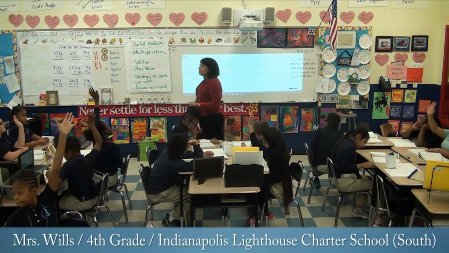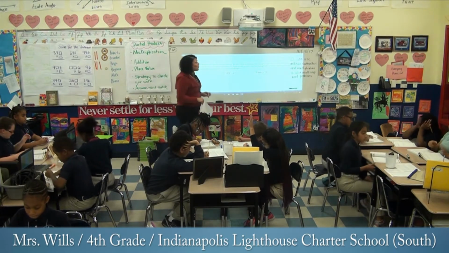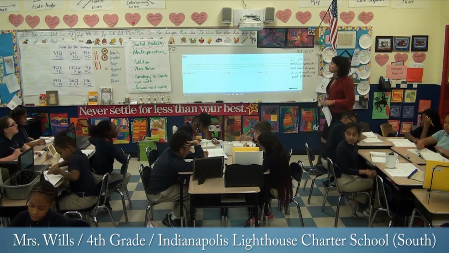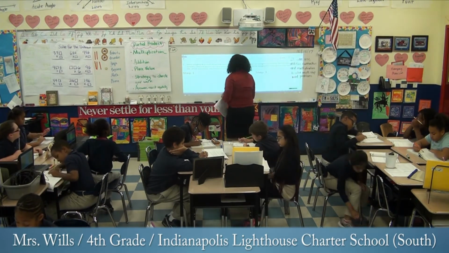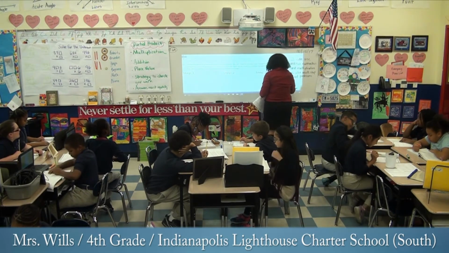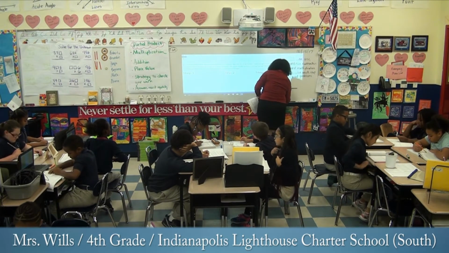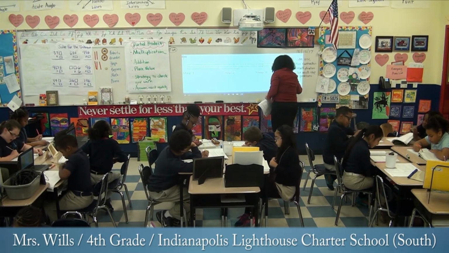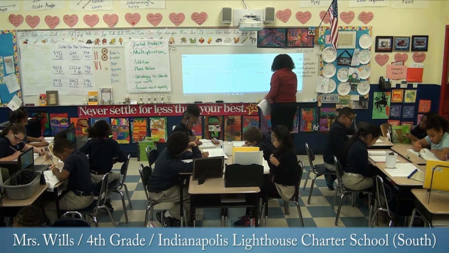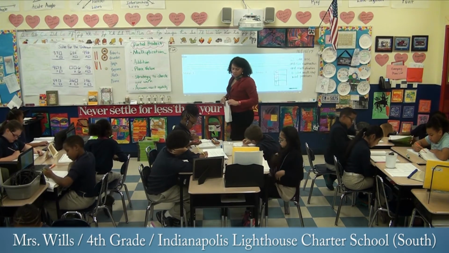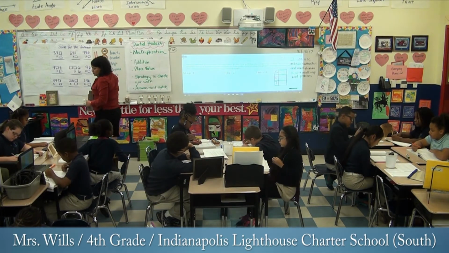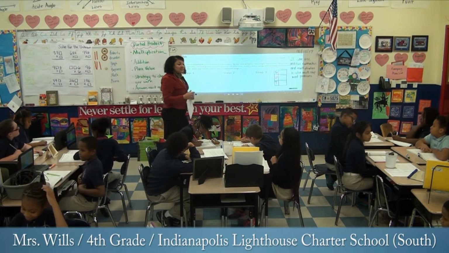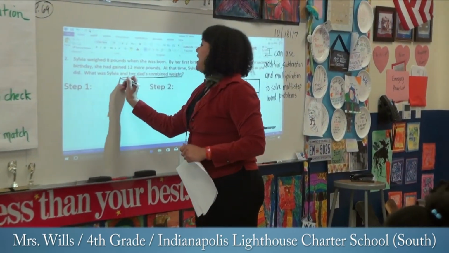All right, we're moving on to the next one. Kainis, do you mind reading this problem for me, please? Sylvia weighed 8 pounds when she was born. By her first birthday, her weight was tripled. By her second birthday, she had gained 12 more pounds. At that time, Sylvia's father weighed 5 times as much as she did. What was Sylvia and her dad's combined weight? Very good. The question that needs to be answered is what was Sylvia and her dad's combined weight?